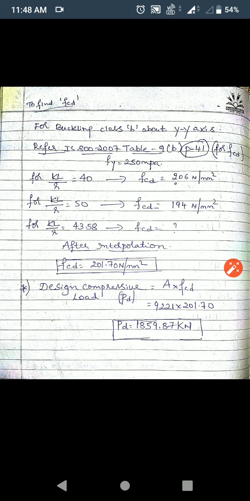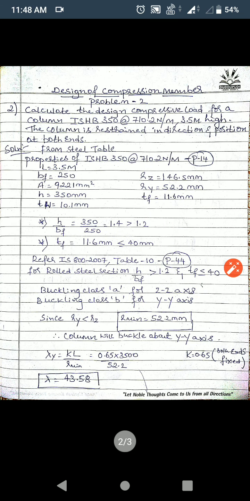Remember, before solving you should have steel tables and the IS code book for reference, because the properties are given in the steel table and there are formulas given in the IS code book.